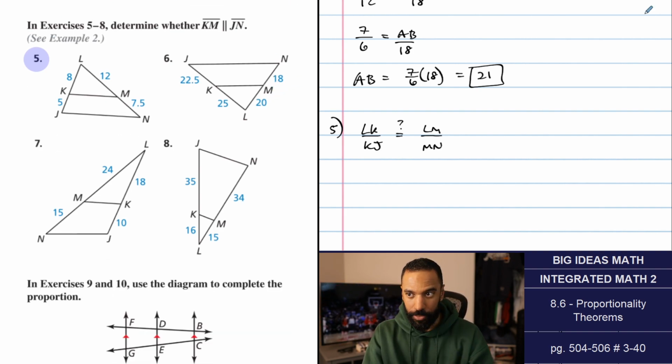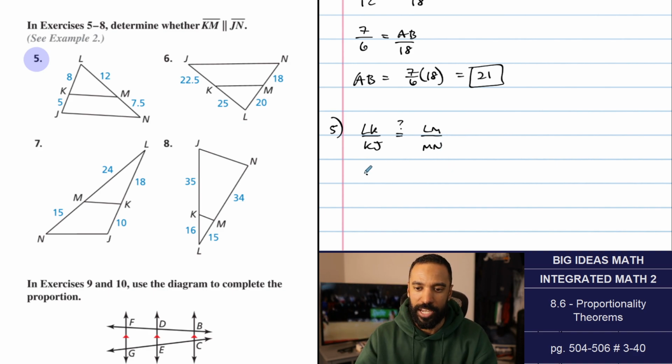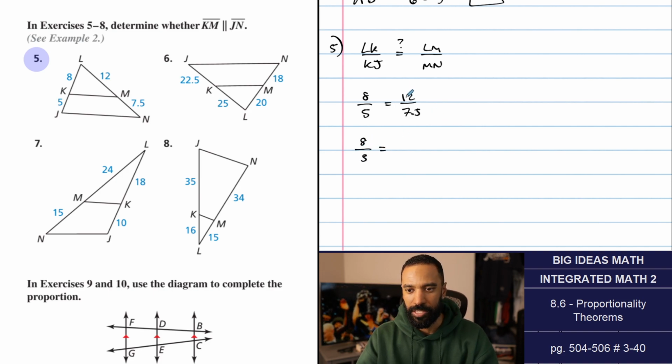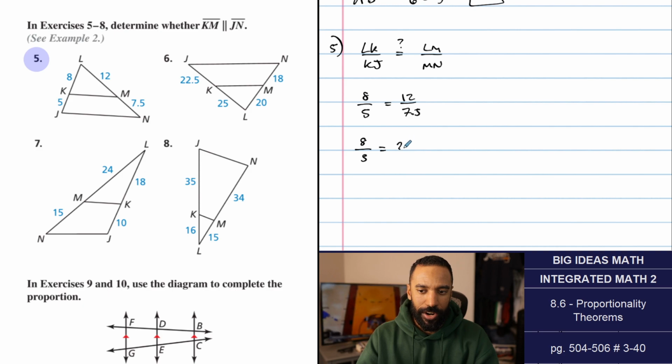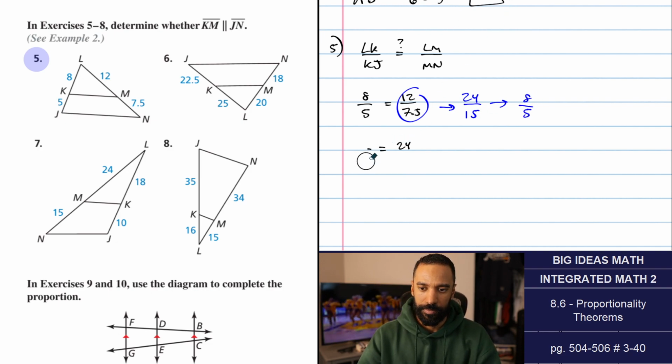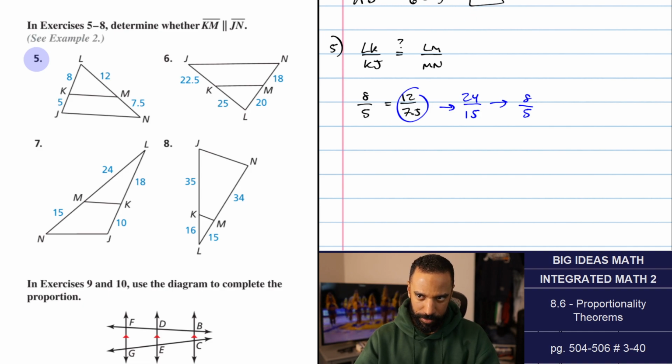Okay, so here we're trying to see if the lines are parallel. Are these things in proportion? Let's check and see if 8 over 5 is the same thing as 12 over 7.5. 8/5 can't reduce. Sometimes you can use a calculator for these kinds of things. If I double these here, I get 24 over 15, and I can divide those by 3 to then get 8/5. So does it equal? Yes. You get 8/5 equals 8/5 essentially.